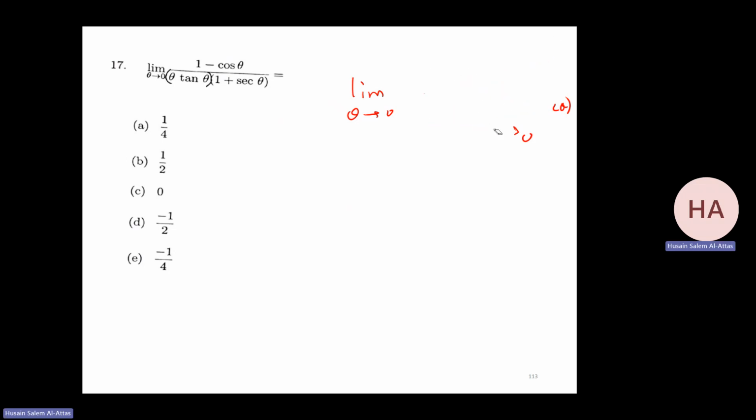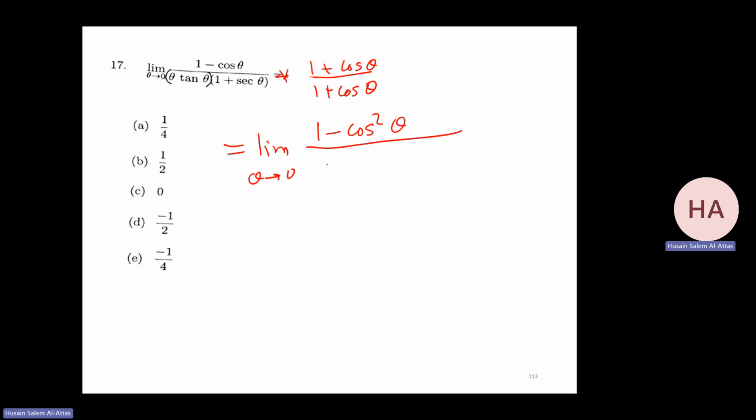Because of that, I need to do what? I need to do the same trick I did before. Multiply by the 1 plus cosine theta in the numerator and the denominator. Let us see what will happen. That will be limit, theta goes to 0, 1 minus cosine squared. Let me do it in steps. Be careful here. You have tan theta, 1 plus secant theta, 1 plus cosine theta.